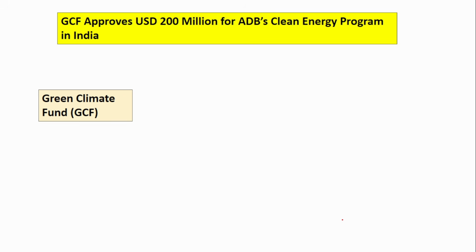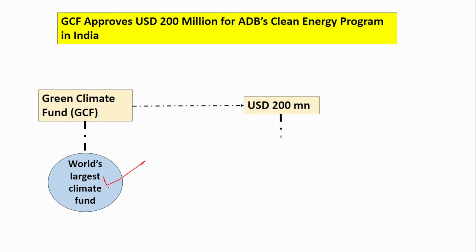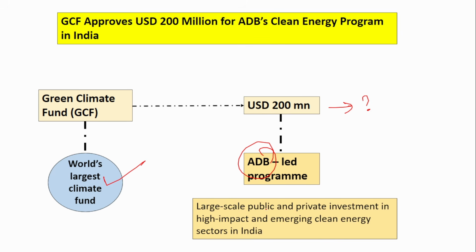Next news is the Green Climate Fund, the world's largest climate fund, which has approved a $200 million loan. For whom? For the ADB, the Asian Development Bank led program, a program conducted by the Asian Development Bank. For that, a $200 million loan was provided by the Green Climate Fund. Where will the Asian Development Bank use this loan? That money will be used to scale up public and private investments in high impact and emerging clean energy sectors.